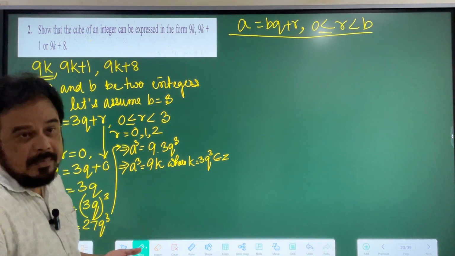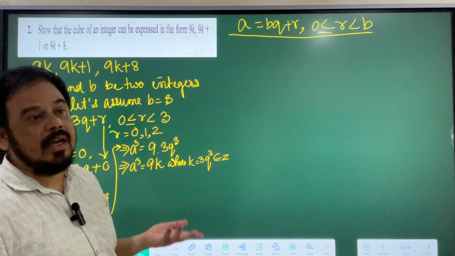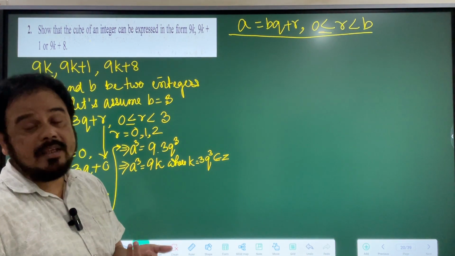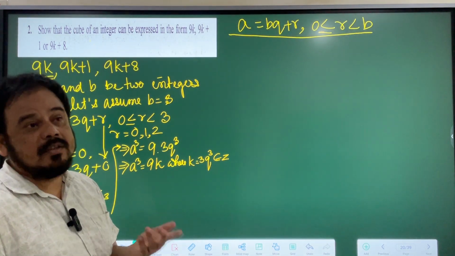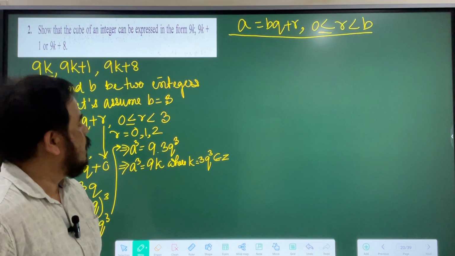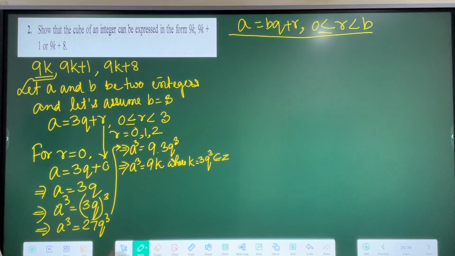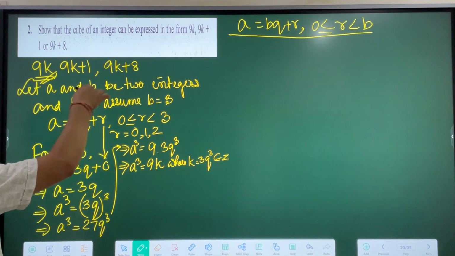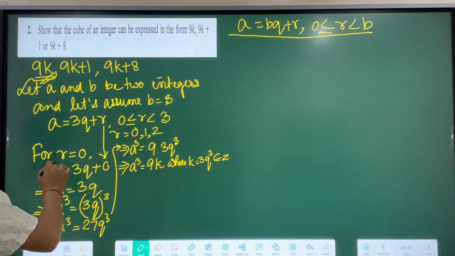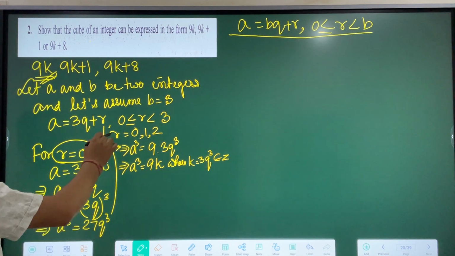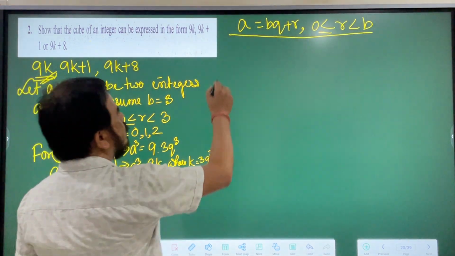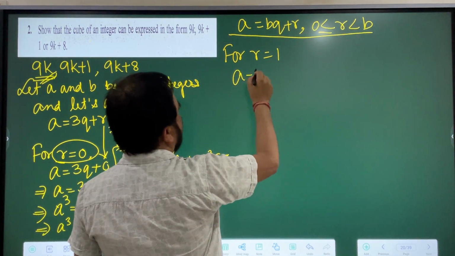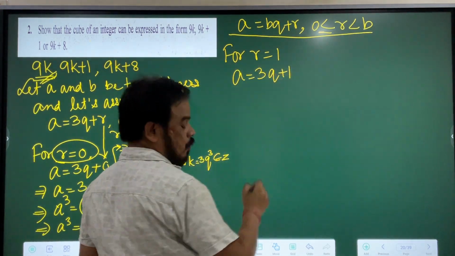The name of the lesson, division algorithm, may be hard, and the words may be very difficult to say. You may think that words are very difficult, but it is not difficult. Okay, so we have got this one already finished. 9k we have got. We will go to 9k plus 1, but before that we have done r equals 0. Now we will go to r equals 1. So for r equals 1, a is equal to 3q plus 1.